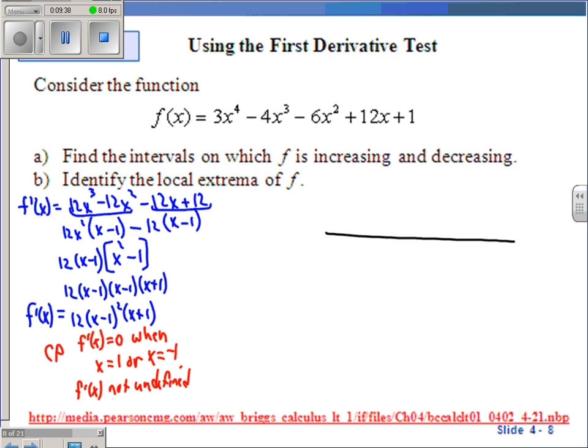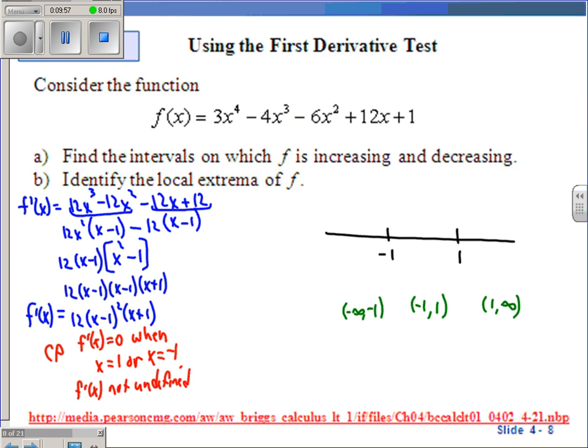Okay, put those numbers on the number line. So I've got negative 1 and 1. They just divided my number line into 3 intervals. I've got the interval from minus infinity to negative 1, negative 1 to 1, and 1 to infinity.